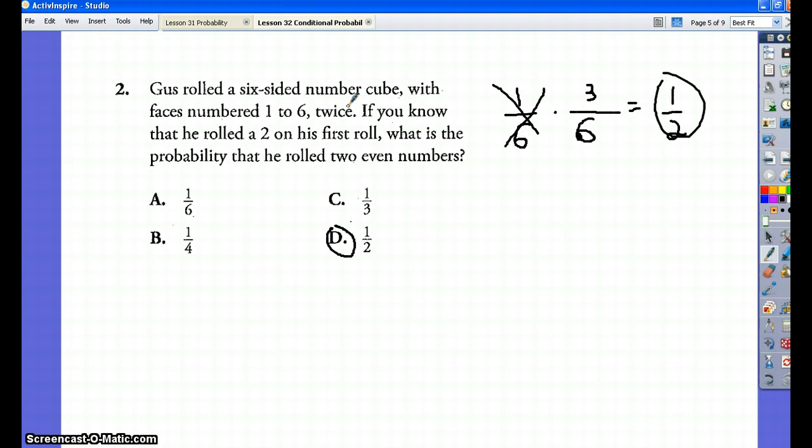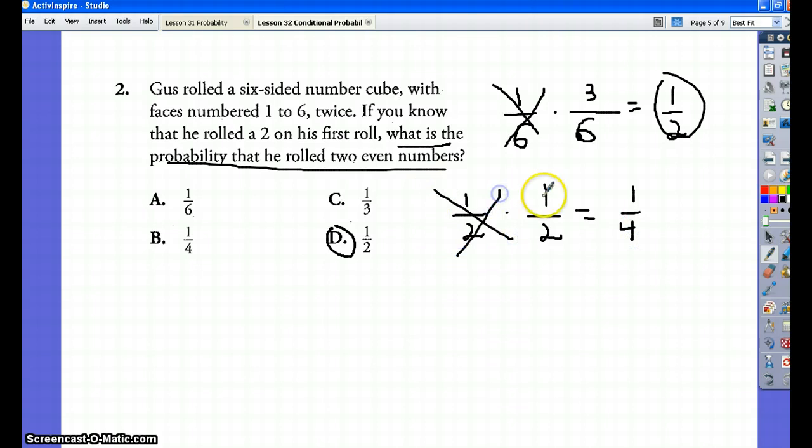However, the careful distinction is if the original problem had said, what is the probability that he rolled 2 even numbers, then it would have been 3 out of 6, which reduces to 1/2 times 1/2, which equals 1/4. However, they told us this already happened, so therefore we're just left with this. Okay, so just don't get confused on these.